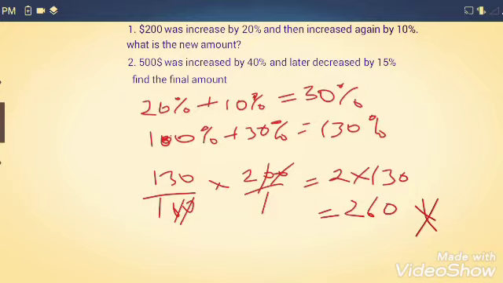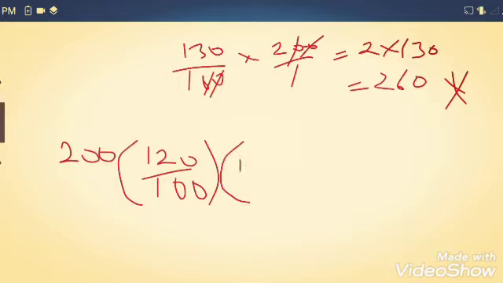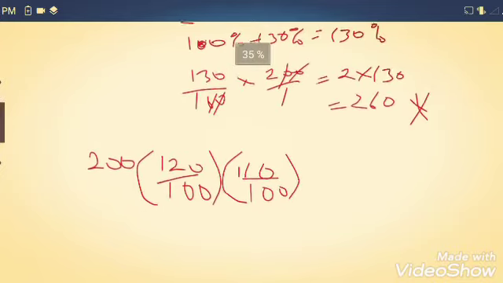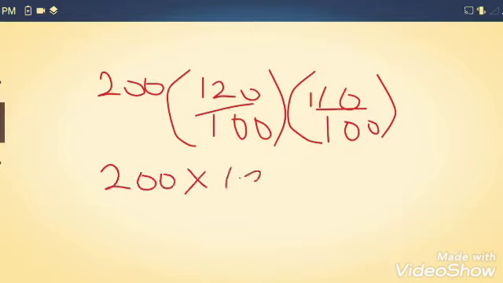So the way to solve this question is, first you write the quantity, which is 200. Now 20% increase, that is going to be 20 plus 100, that gives you 120 over 100. Now times 10% increase again, that's 110 over 100. Now this is how you get the answer. This is going to give you 200 times 1.2 times 1.1.